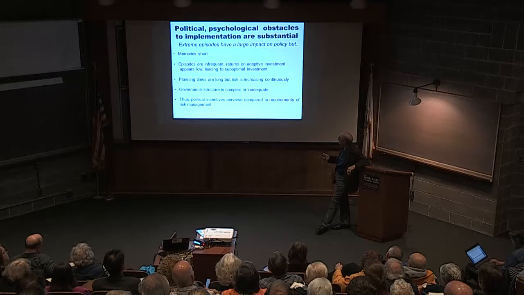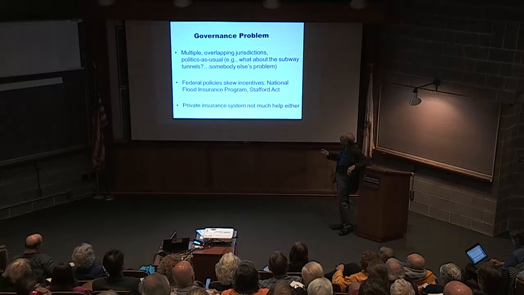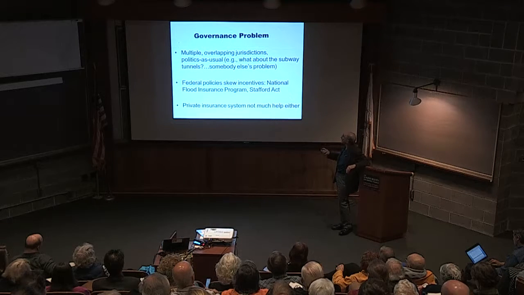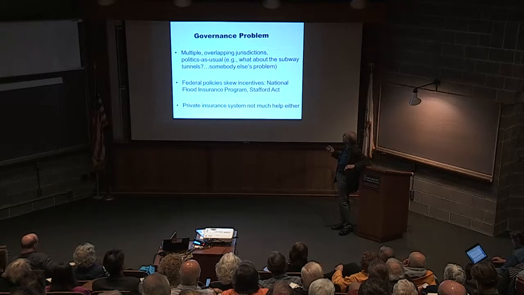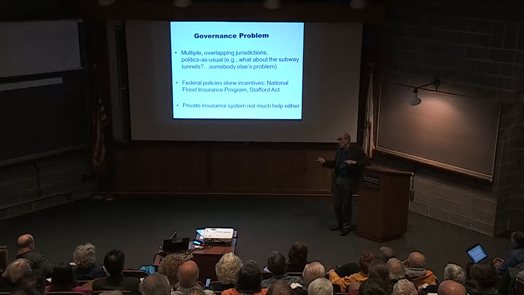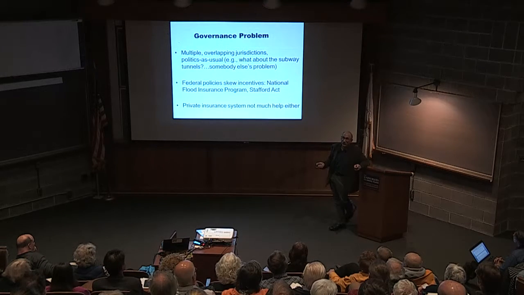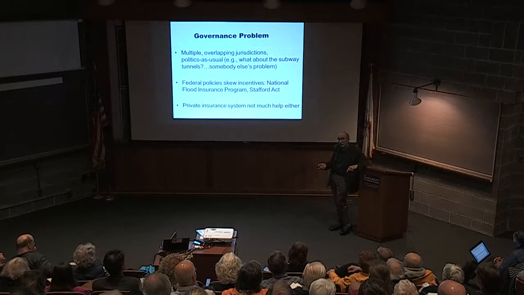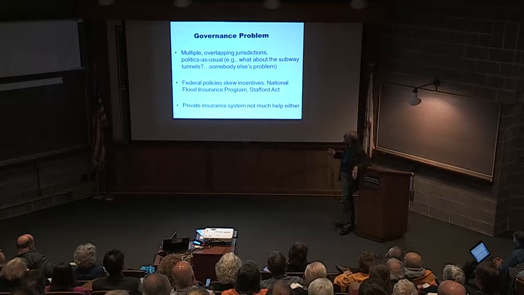So, let's see. Okay. So there are the problems: multiple overlapping jurisdictions, and politics as usual makes this stuff hard to do, even though we've done it with some infrastructure. By the way, I use the subway tunnel case here. New York City doesn't have control over the subway, so it's the state that has to go to plug the subway tunnels, essentially. So again, that's an example of differential jurisdictions.